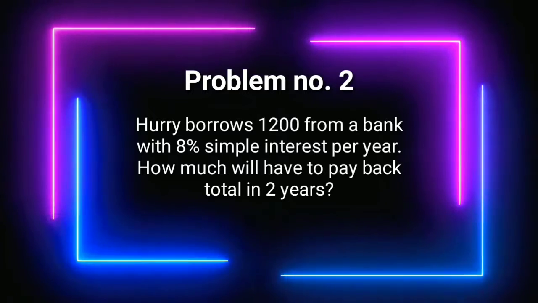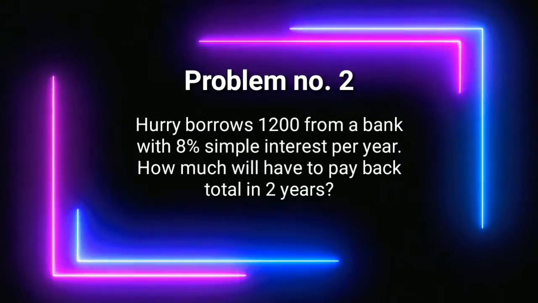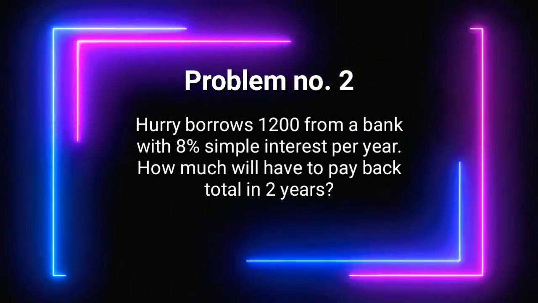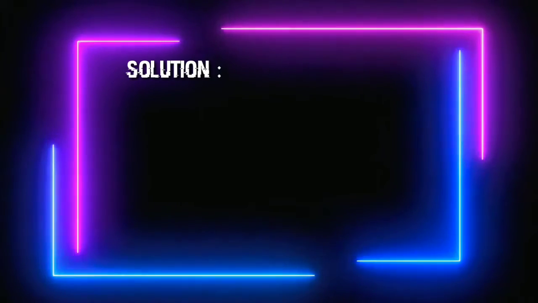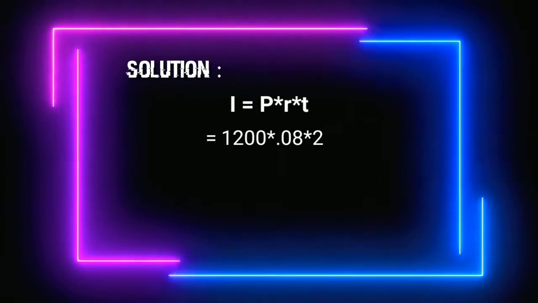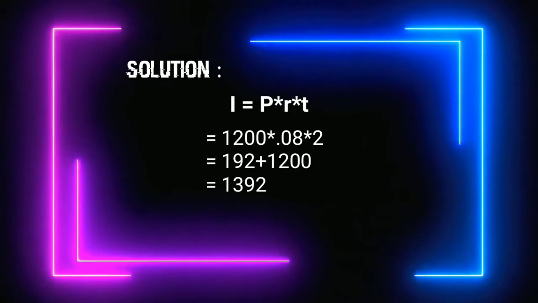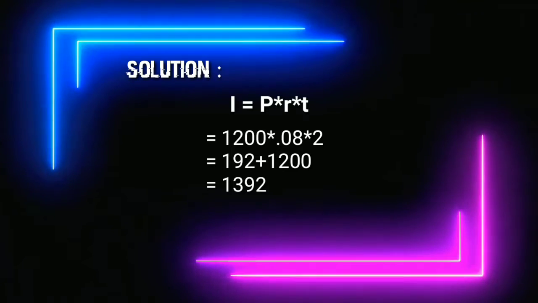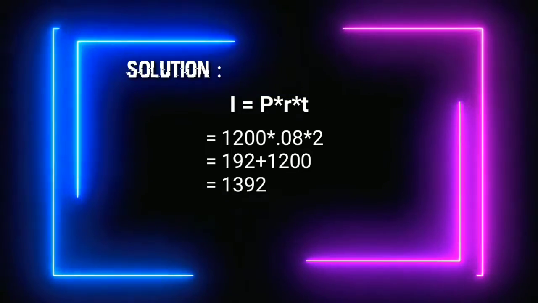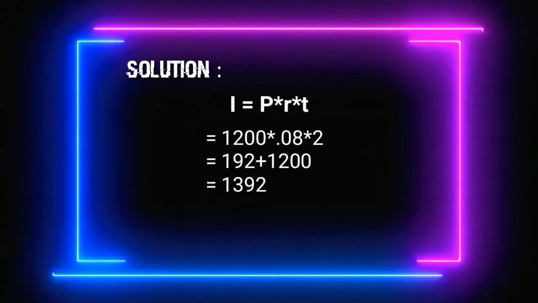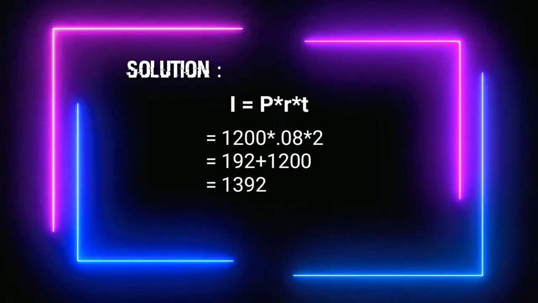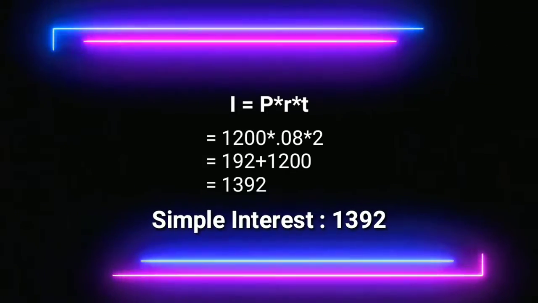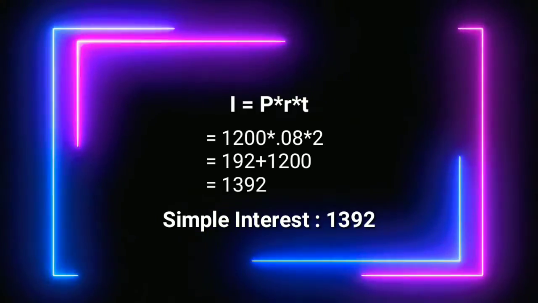Problem number 2. Harry borrows 1,200 from a bank with 8% simple interest per year. How much will he have to pay back in total in 2 years? In this problem, we're gonna use the formula of simple interest. The principal is 1,200, the interest rate is 0.08, and the time is 2. So 1,200 times 0.08 times 2 is equal to 192, and simply add the principal. So 192 plus 1,200 is equal to 1,392, and the simple interest is 1,392.